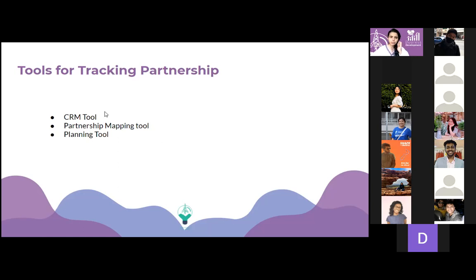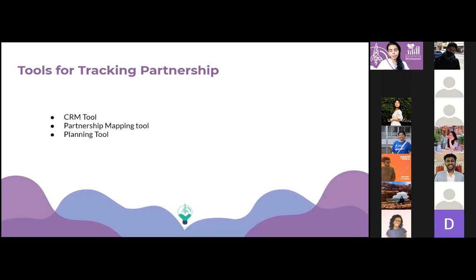When it comes to the tools for tracking partnership, I think I already mentioned to you that CRM is super important. And then you also should have a partnership mapping tool where you are tracking the deliverables, the things that need to be done and things that have happened in the past. You have the results in one place, and also a planning tool that you can be creative about. If you would like some templates about it, feel free to reach out to me and I would be happy to share as well.